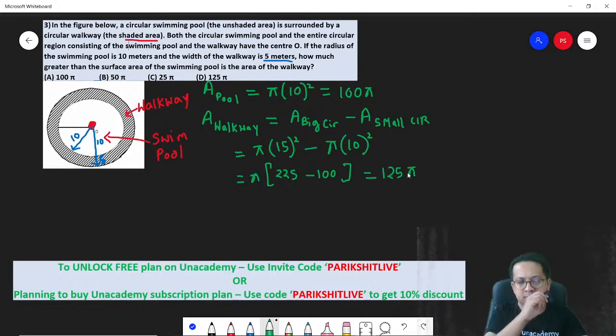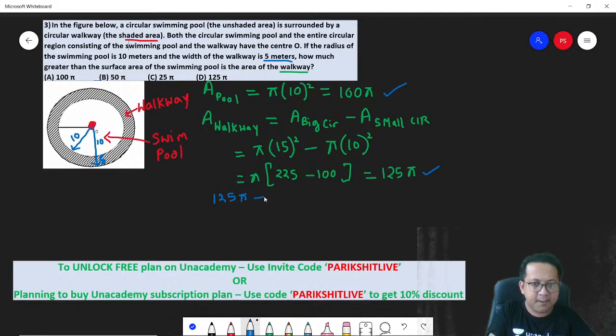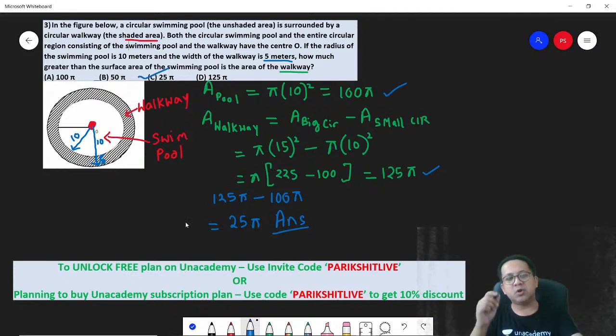Correct? Now they are asking how much greater than the surface area of the swimming pool is the area of the walkway. Very easy. So basically it is the difference between these two numbers. So 125 pi minus 100 pi. Correct? So how much greater than the area of the swimming pool is the area of the walkway? Area of the walkway is 25 pi greater, and that's your answer, which is option C. Got it? Pretty easy one.